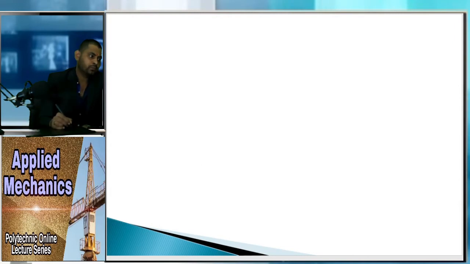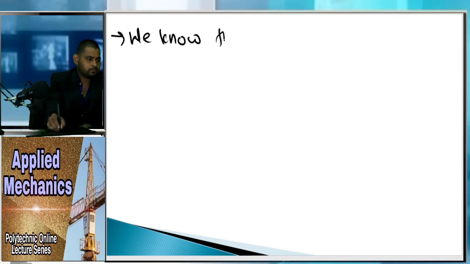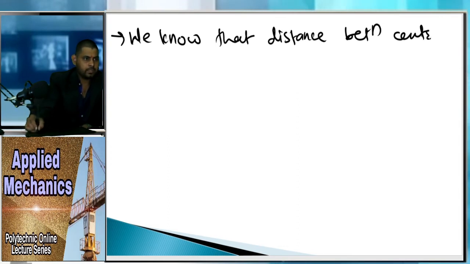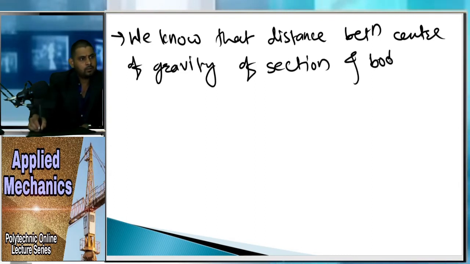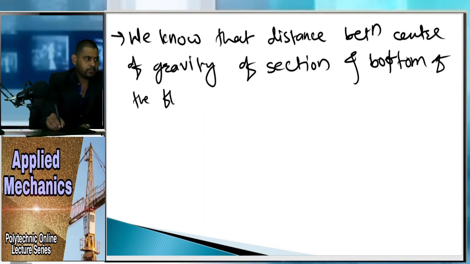So what you have to do, you have to take the formula. So here you can write one sentence. We know that the distance between center of gravity of section and bottom of the flange FT, right? Bottom of the flange FT.